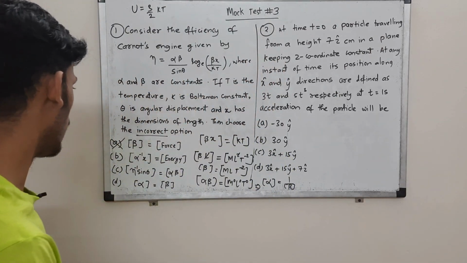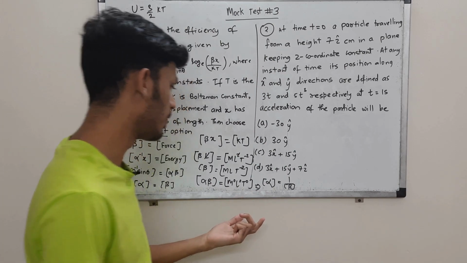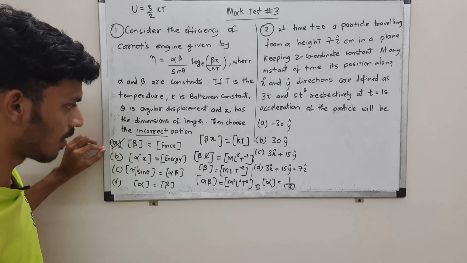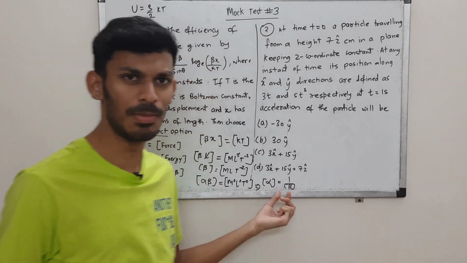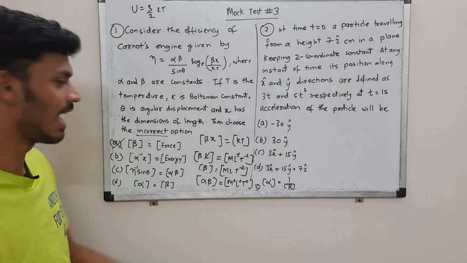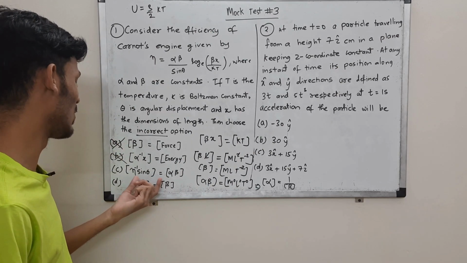If you see, we cannot deduce anything from here. Actually we can. If you see, alpha inverse x has the same dimensions as energy. Alpha inverse is nothing but beta. Beta into x is energy, beta into x is kT, which is energy. So this is also correct, which means we are not supposed to select it. Yes, you get the rule.